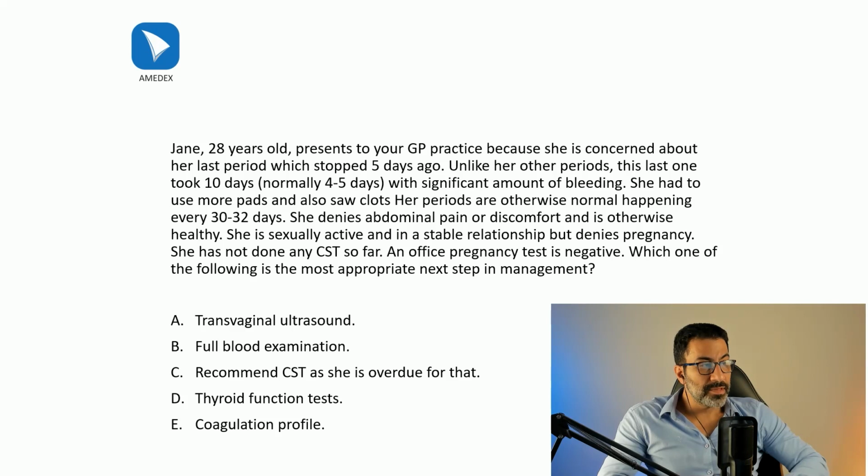She denies abdominal pain or discomfort for now, which is a relief because we are less likely to think of issues such as miscarriage or ectopic pregnancy. They're not unlikely, but lack of these symptoms make them less likely. And is otherwise healthy. Otherwise healthy means she's not having any bleeding disorder, easy bruising, or thyroid disease symptoms, hyperthyroidism. She's sexually active and in a stable relationship, but denies pregnancy.